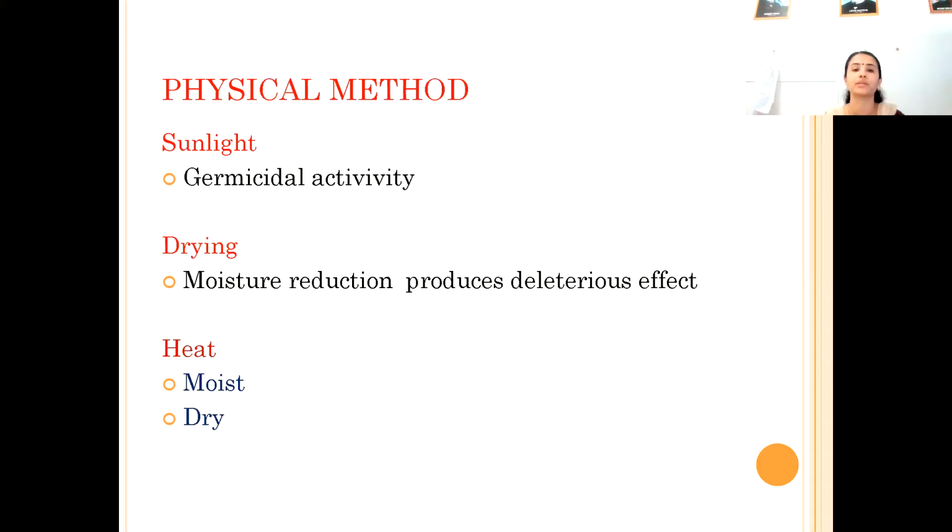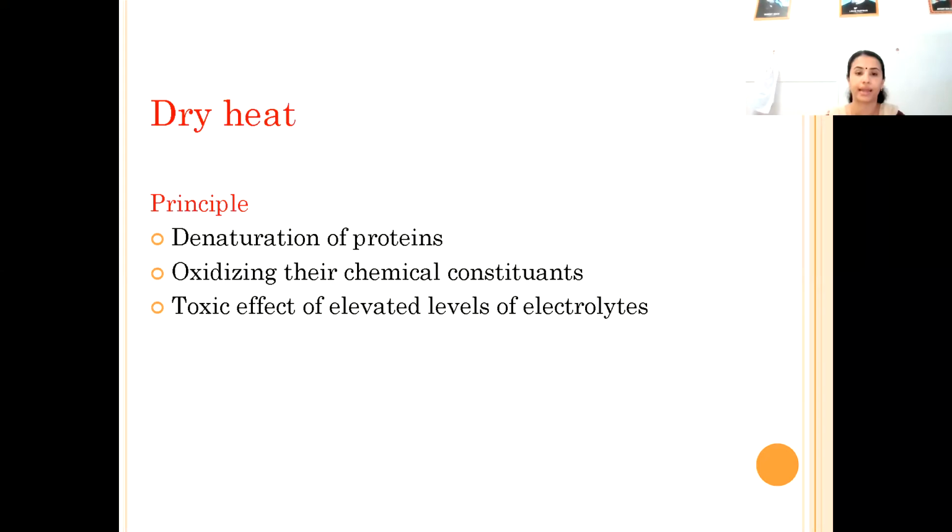Mainly, the natural methods are used for the drying of clothes. In drying, there is moisture reduction; three-fourths of the bacteria is water. The moisture reduction produces a deleterious effect on the bacteria and kills them. Then heat is mainly dry heat and moist heat, which I already showed in the previous slides.